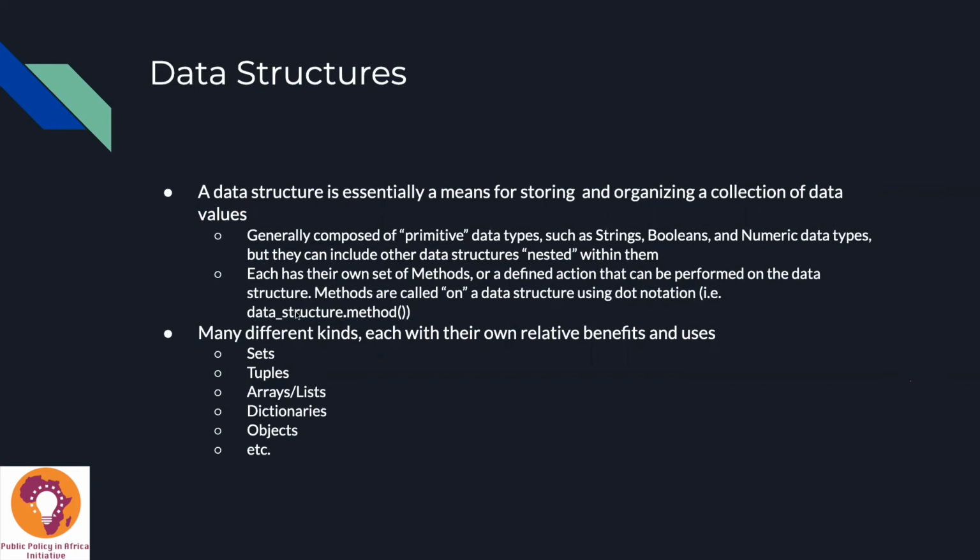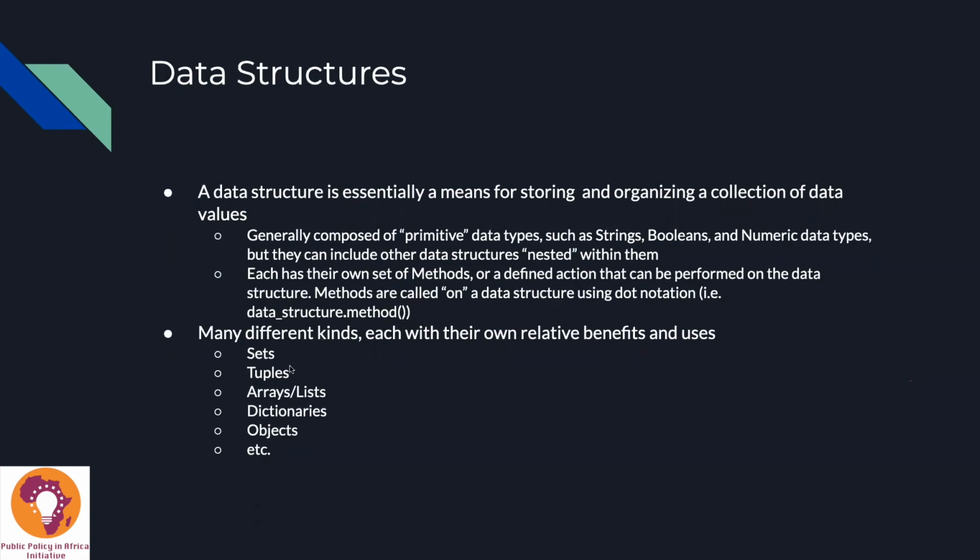An example of that: say I had a data structure stored in this variable, which I've called data underscore structure, because remember, we can't have spaces in variable names. I want to call some method that's part of that data structure using dot notation. So this period here is the dot notation. I have my data structure variable name, dot, and then the method name followed by parentheses. These parentheses are very important because that makes it actually call the method instead of just referencing the definition of the method. There are many different kinds of data structures, each with their own relative benefits and uses.